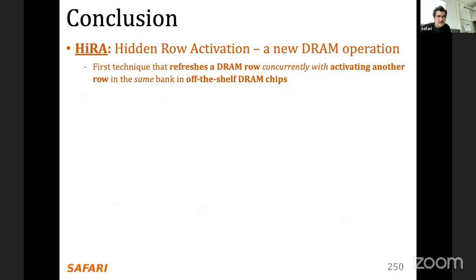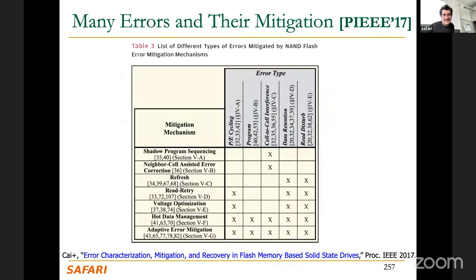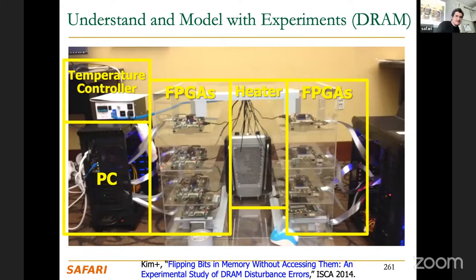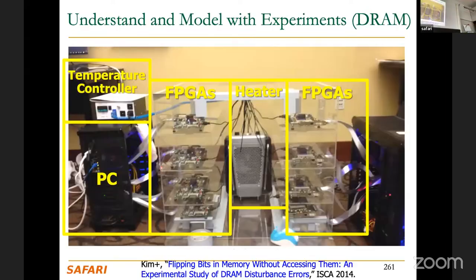Now, hopefully this will push you towards selecting some RowHammer papers, if it's interesting. I think we want to architect future memory for security. We want to have three separate directions. We want to understand the vulnerabilities, like RowHammer. We want to architect principled architectures with security as a key concern, arguably not like DDR4 TRR, where security is not a key concern. And principled design, automation, and online testing.